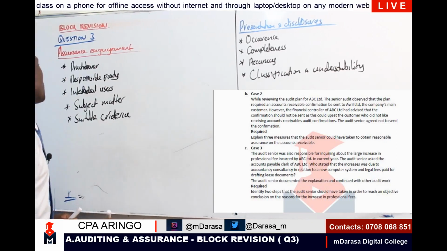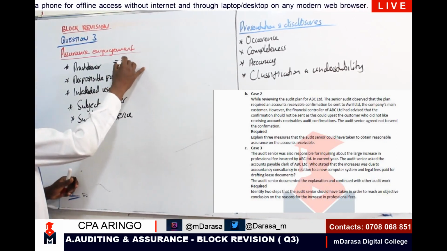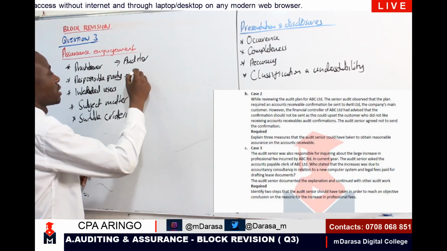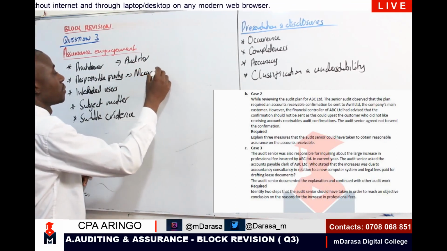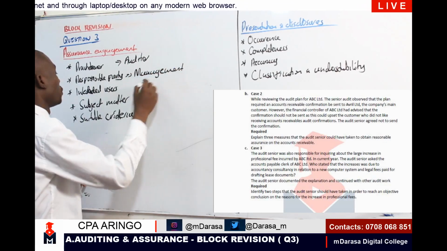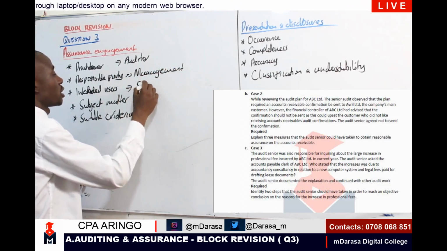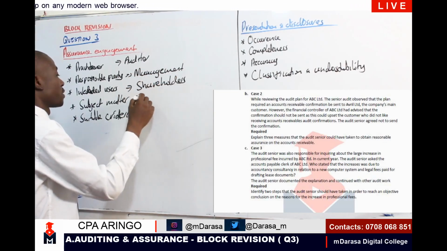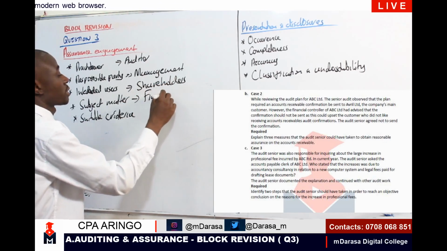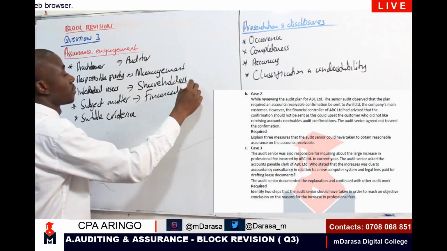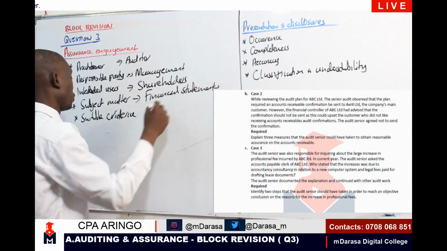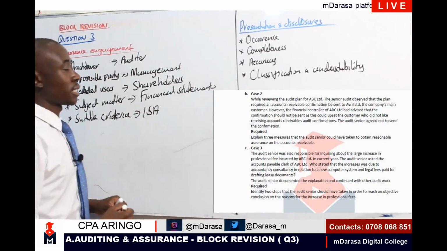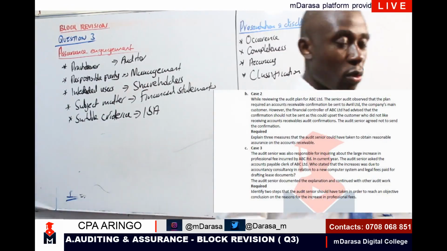So in this case, we find that we have a practitioner, which in this case is an auditor. We do have a responsible party, which in this case is management. We do have intended users, which in this case are shareholders. We do have aspects of subject matter, which in this case is financial statements. And finally, we do have suitable criteria, which are just what? International accounting standards and any other standards that will help us to come up with our reports.